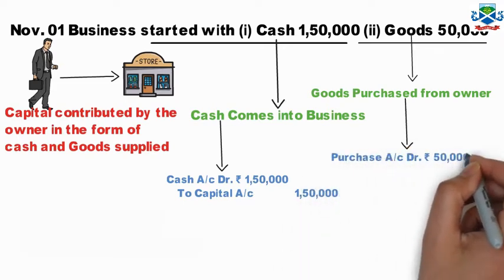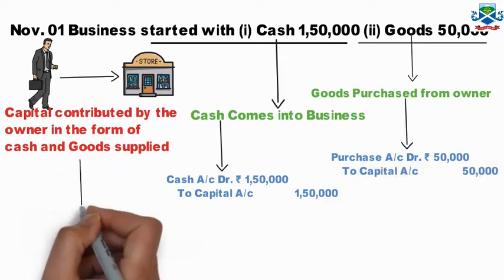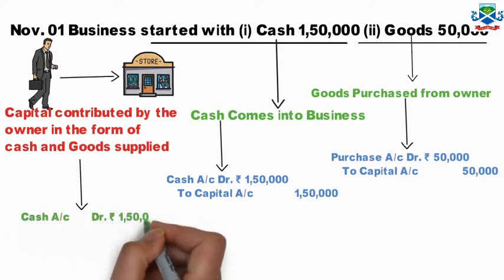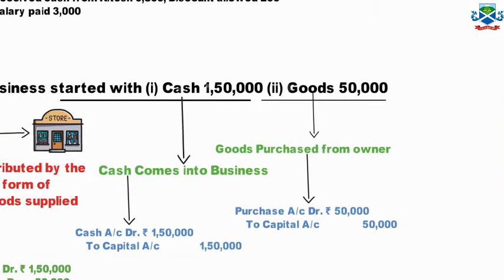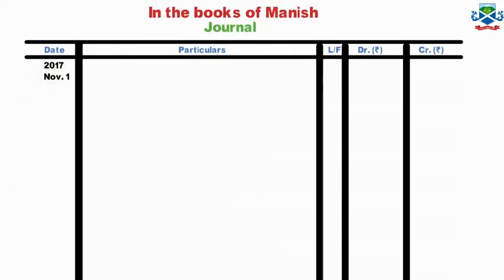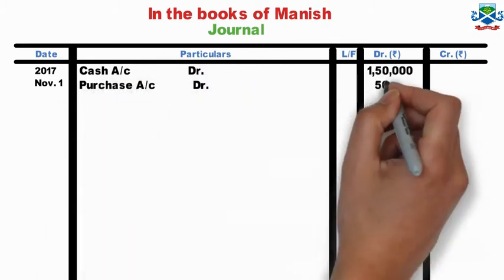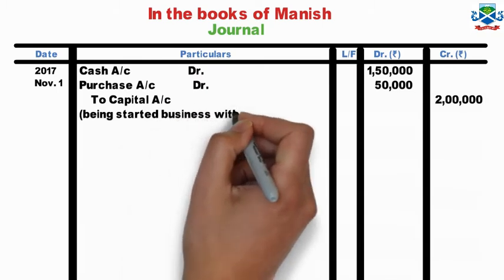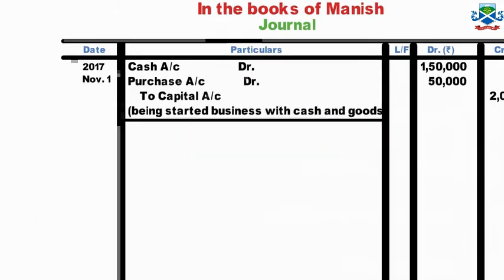Again, goods supplied by the owner, that's why purchase account debit to capital account. This is also contribution from the owner. So now if you add these two journal entries, we get cash account debit 1,50,000 and purchase account debit 50,000 to capital account 2 lakhs. This is called a compound entry, and we post it in the journal: cash account debit, purchase account debit 50,000 to capital account 2 lakhs, being business started with cash and goods.